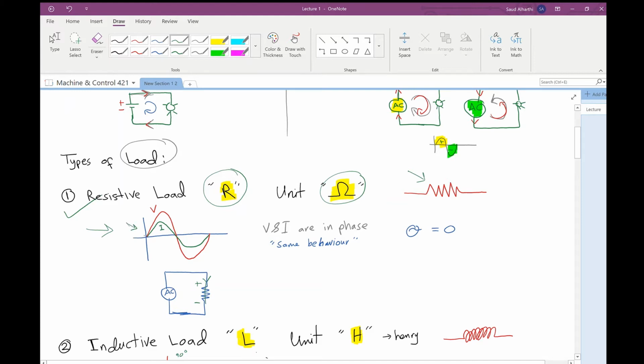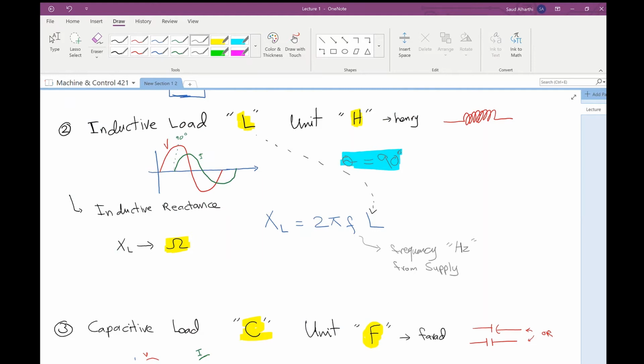So at zero there is no voltage, no current. Here the voltage will be maximum and the current will be maximum, and at this point the voltage and the current will be 0. So there is no phase shift, same behavior between the current and voltage. That's why the angle is 0.